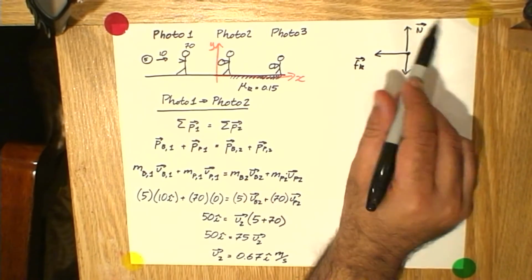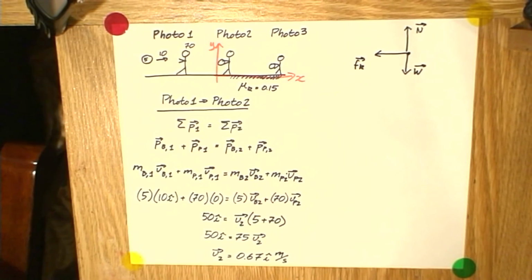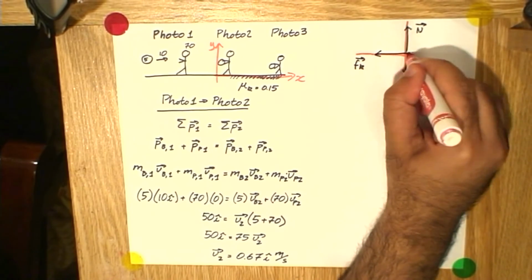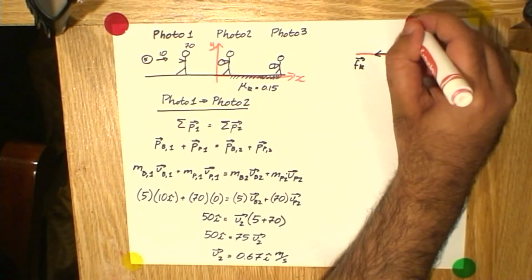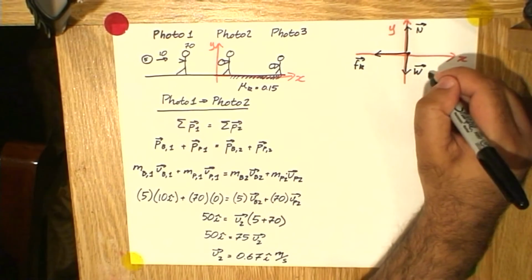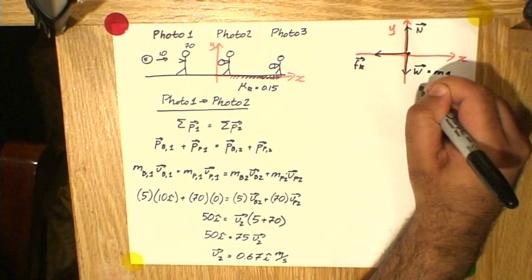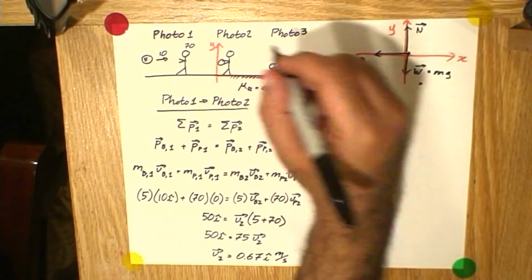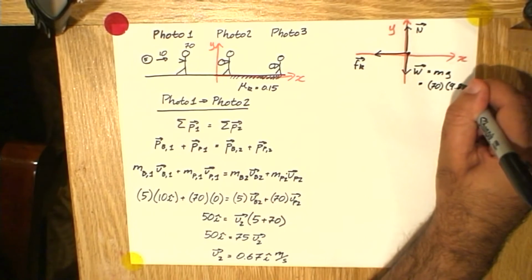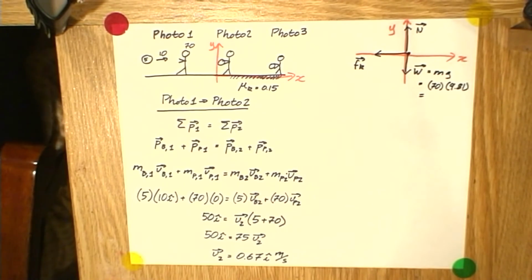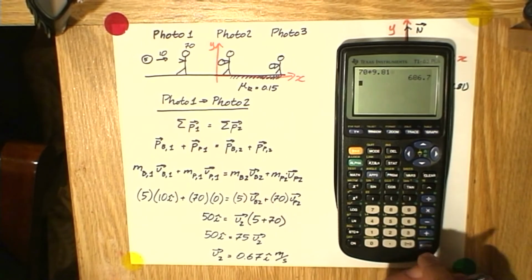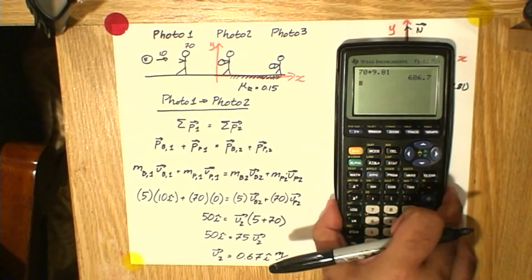Now, we can easily solve for all of these quantities. I'm going to set my usual axes. Rightwards is positive, upwards is positive. Weight is equal to mass times gravity. That is a mass of 70 times gravity, 9.81, which works out to 686.7 newtons.